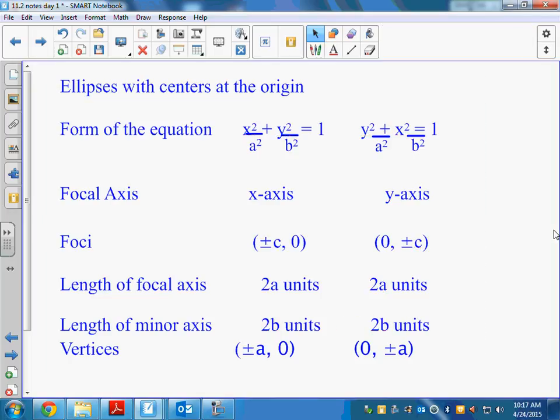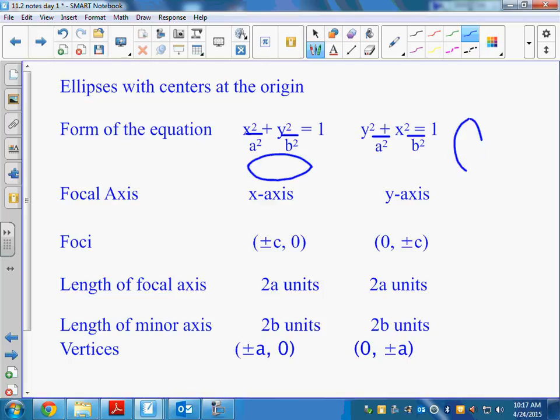So if it's going like this, that means it's a horizontal major axis. I don't know, that's a terrible ellipse. My ellipses always look like footballs or eyeballs. And if the y squared is over a squared, then it's vertical. Like this.